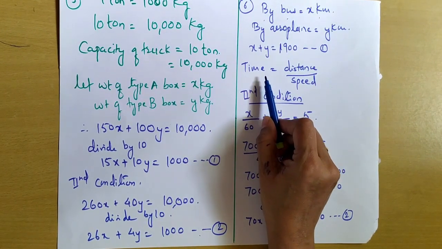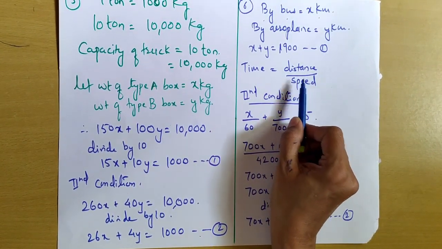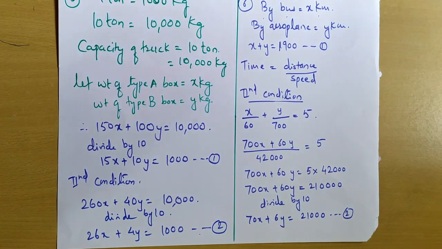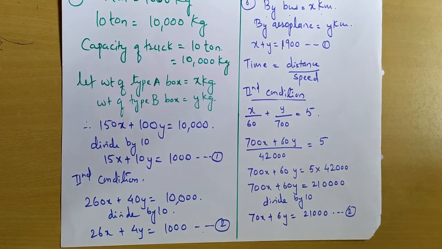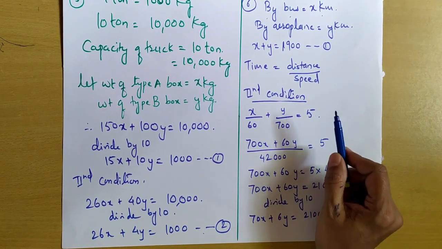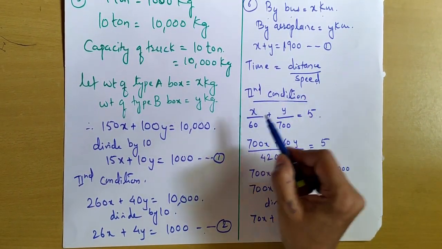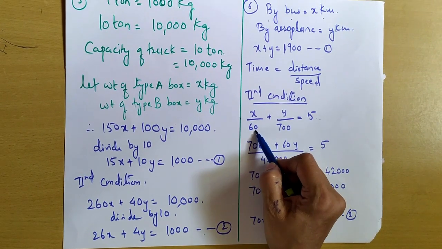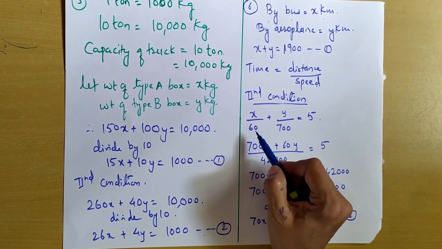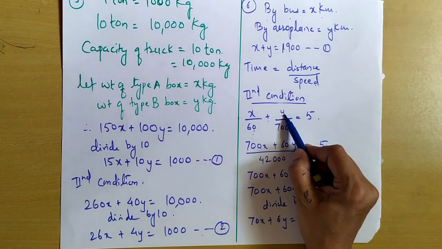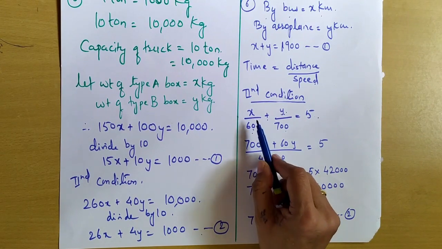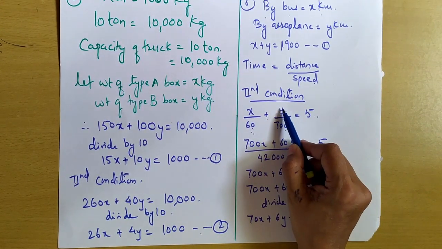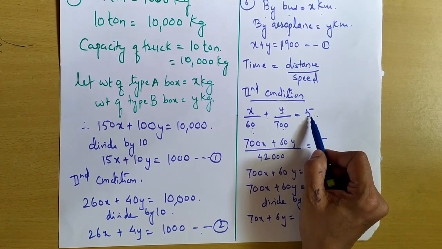Now use the formula time is equal to distance upon speed. Bus travels with average speed of 60 km per hour and the average speed of aeroplane is 700 km per hour. He is taking total time as 5 hours. So distance upon speed: distance x, speed 60, it is for bus. So x upon 60 plus distance for aeroplane y, speed of the aeroplane 700. So equation will be x upon 60 plus y upon 700 is equal to total time taken, that is 5 hours.